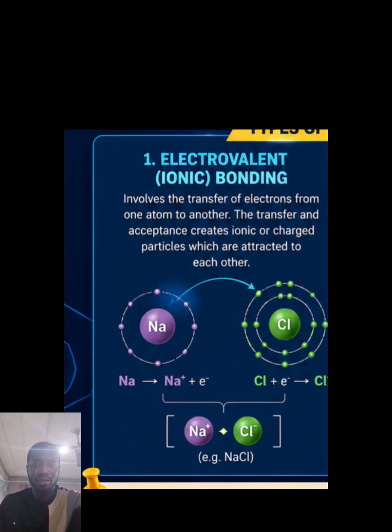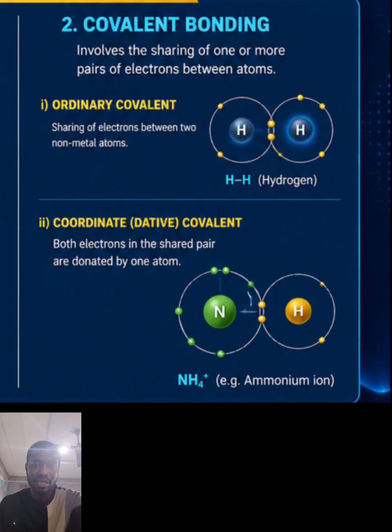We have the electrovalent, which is also known as the ionic bonding. The covalent bonding, we have two types of them. We have the ordinary covalent bonding, and we also have the coordinate covalent bonding.